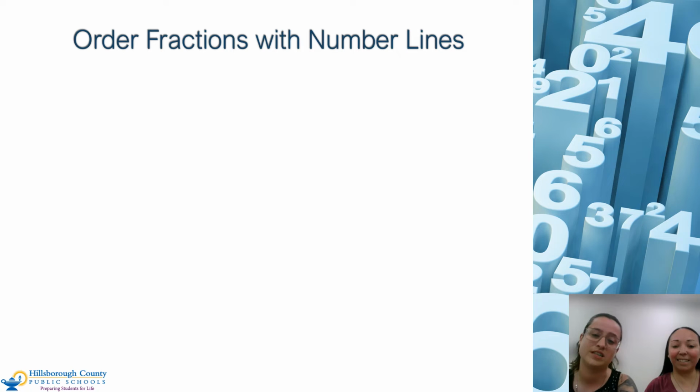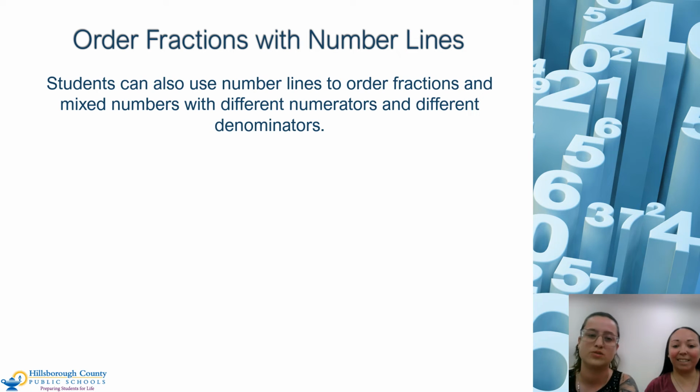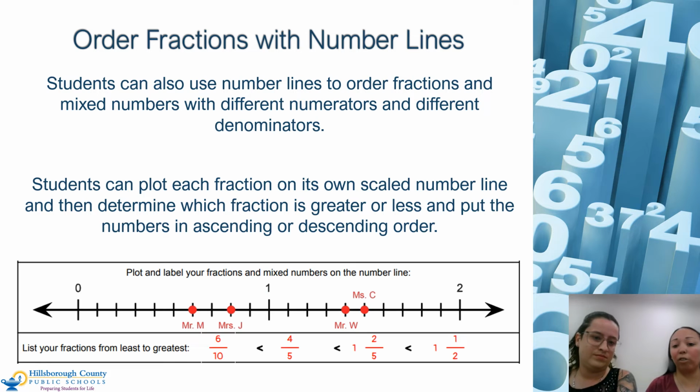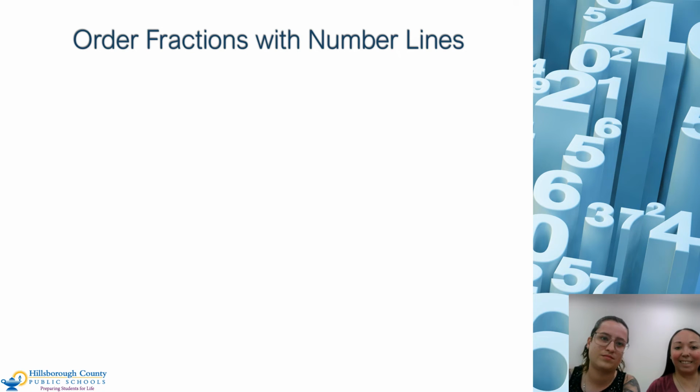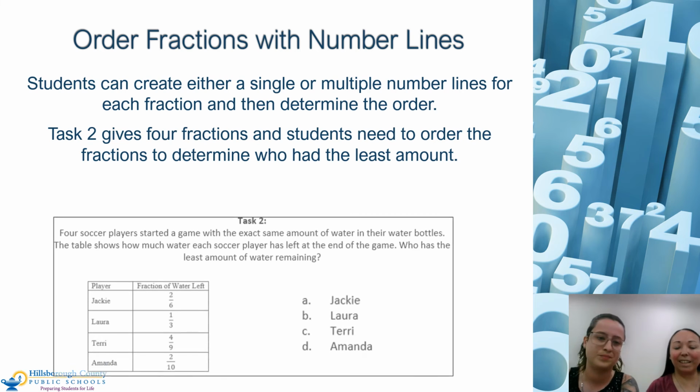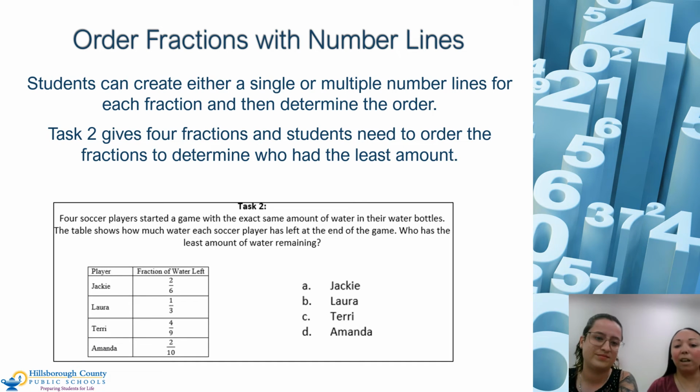Once students have a deep understanding of comparing fractions, they can then use those number lines to order fractions and mixed numbers with different numerators and different denominators. Students can plot each fraction on its own scaled number line and determine which fraction is greater than or less than the fraction that they already have, and then they can put these numbers in ascending or descending order. When students are ordering fractions with number lines, they can either decide to create a single or multiple number lines for each fraction and then determine the order. If you look back at task number 2 from the beginning, you'll see 4 different fractions, and the students will need to be ordered in order to determine who had the least amount.